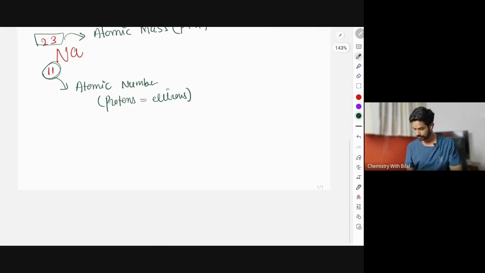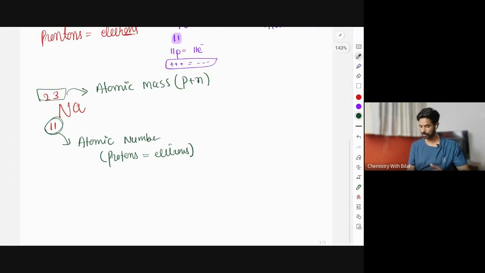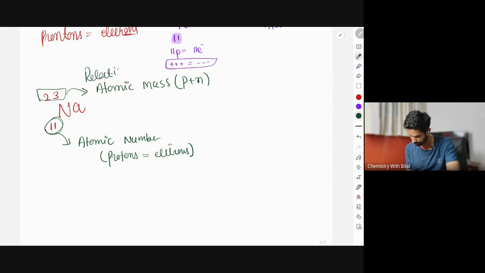Now, let's compare all the particles. What do we call atomic mass? It is actually known as relative atomic mass. That's the exact name. This is relative atomic mass, normally known as Ar. It is also known as nucleon number. Nucleon.